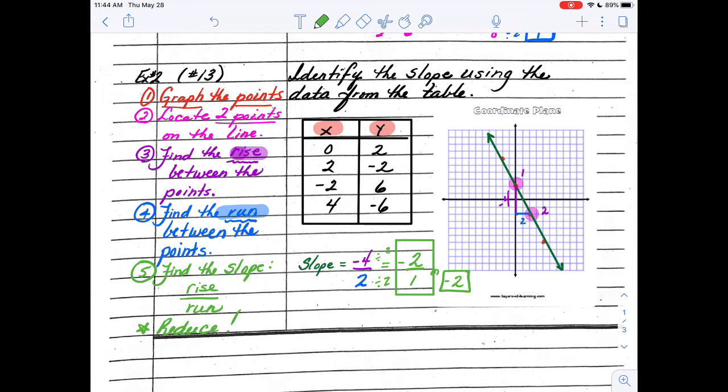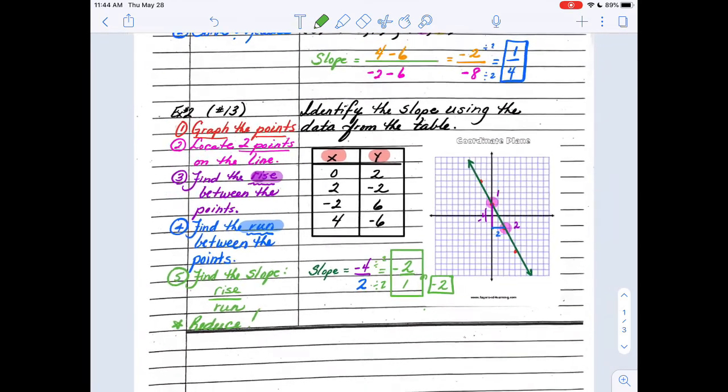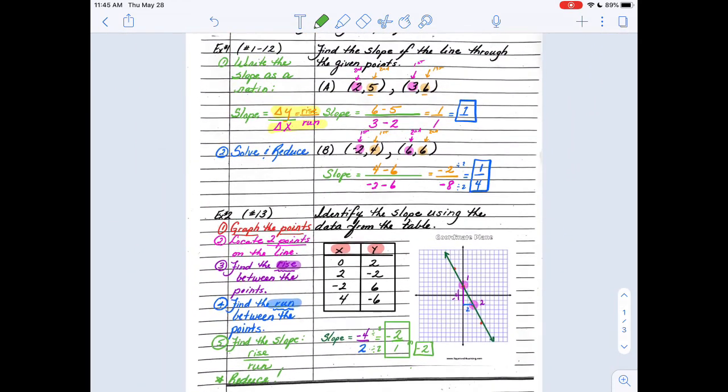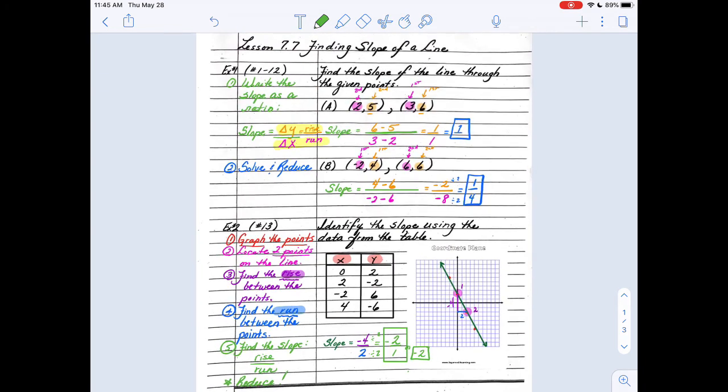So that's how I would find the slope from a table or from a graph. If you have any questions, make sure that you do go ahead and write them down, and we will cover that in class. But that's a great introduction to finding the slope of a line given 2 points or looking at it on a graph.